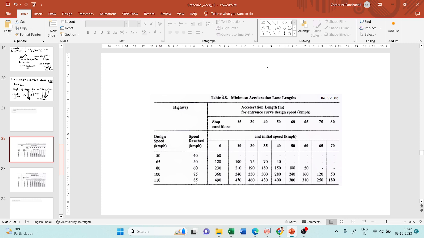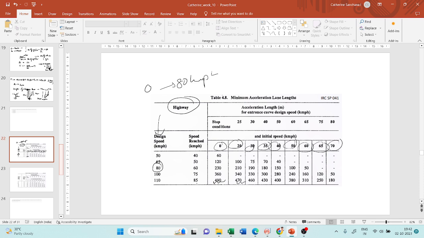length required. So if you see, this is the speed on the highway, and these are the speeds from which they have to gain their speed and reach the final speed on the highway. Okay, so if the speed is 0, then to reach 80 kilometers per hour, it needs the maximum distance compared to all the other speeds.